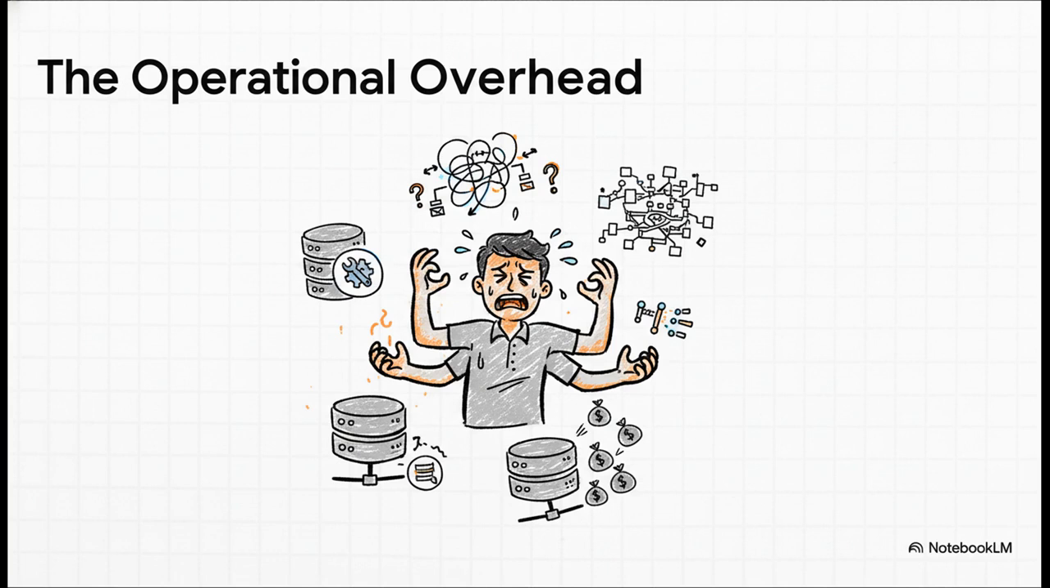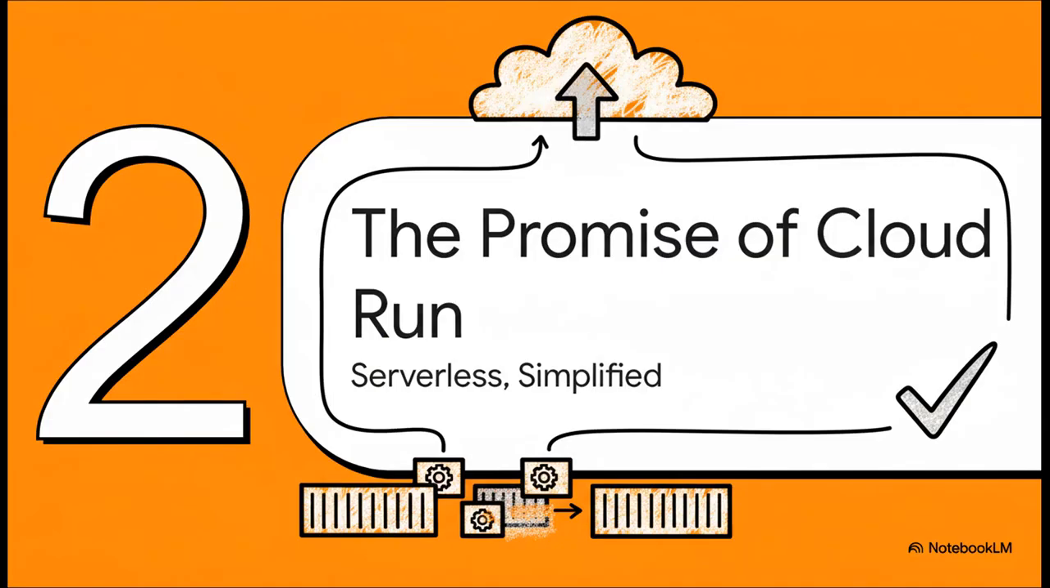You're worrying about patching servers, figuring out complicated scaling rules, setting up virtual networks, and maybe the most painful part, you're paying for servers that are just sitting there, idle, waiting for something to happen. That's not building cool stuff, that's just managing infrastructure. This is the exact problem that Cloud Run was built to solve. The whole promise here is to just take all of that operational pain away. It's about making the whole process of running your container serverless and incredibly simple.